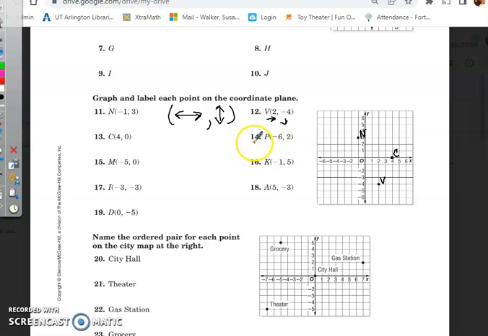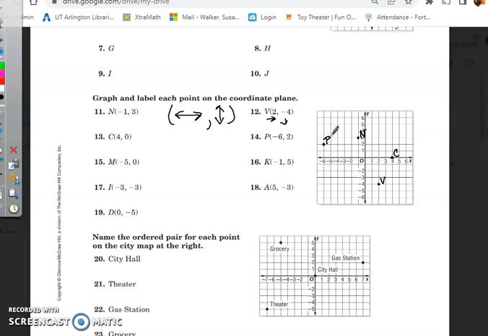So 14, negative 6, 2. Remember, the first one tells me left or right. Since it's negative, it's left. 1, 2, 3, 4, 5, 6 to the left. 2 is the second number. So it's up. 1, 2. And then P. Notice I do not put the point until I have the second movement.